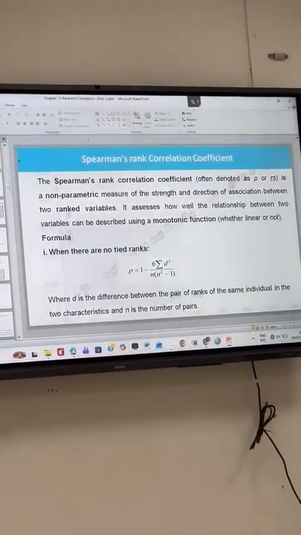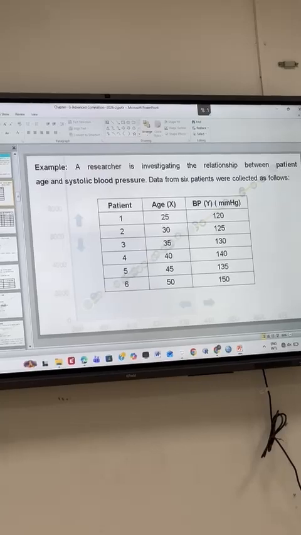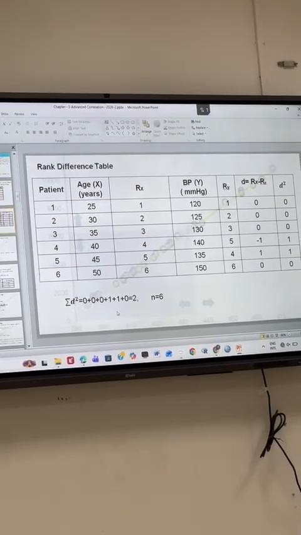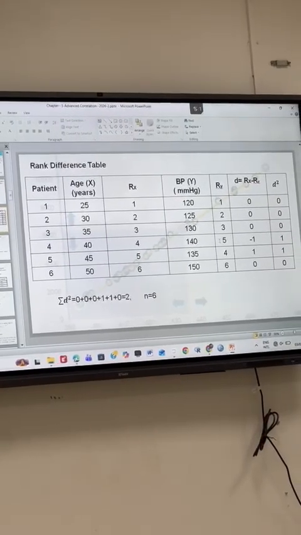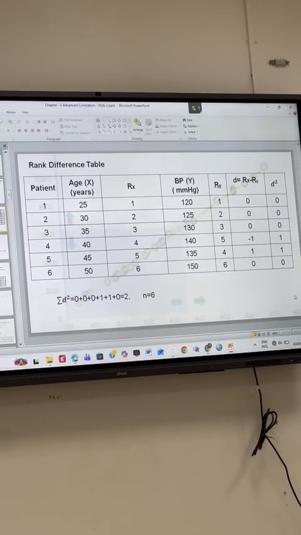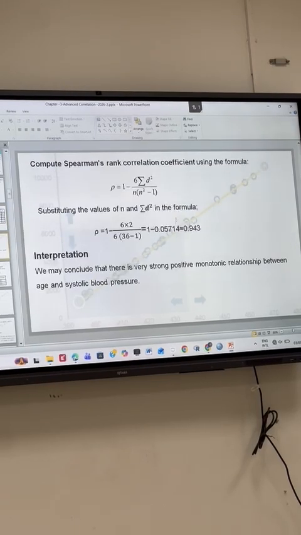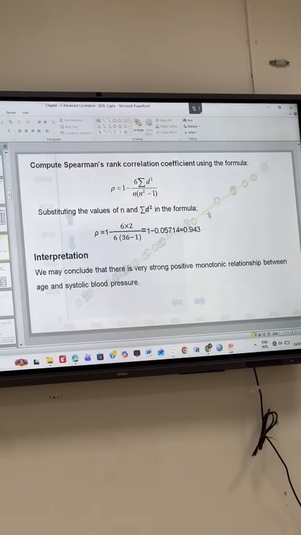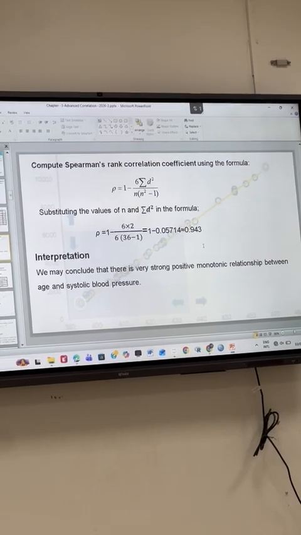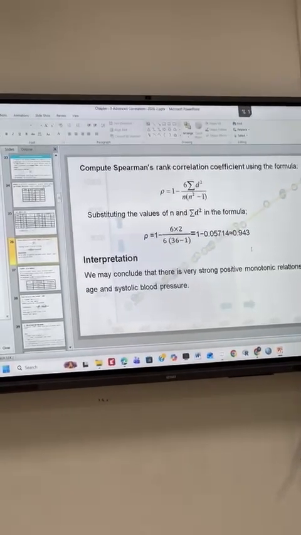Okay. Now a question is given. How to solve the question? You know very well. First of all, find the ranks, find the difference, find the d square value, substitute in this formula, and we get our rho. Now, in the examination, suppose I give you this question.